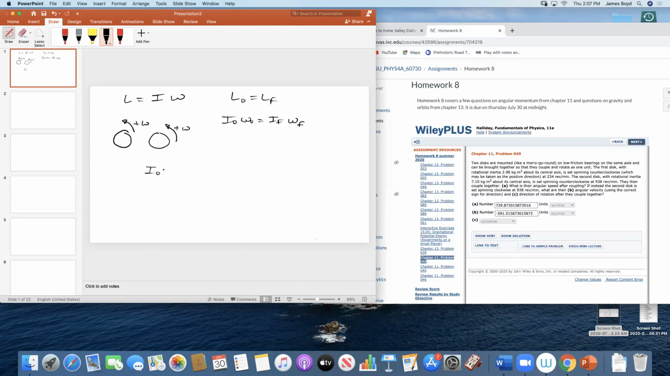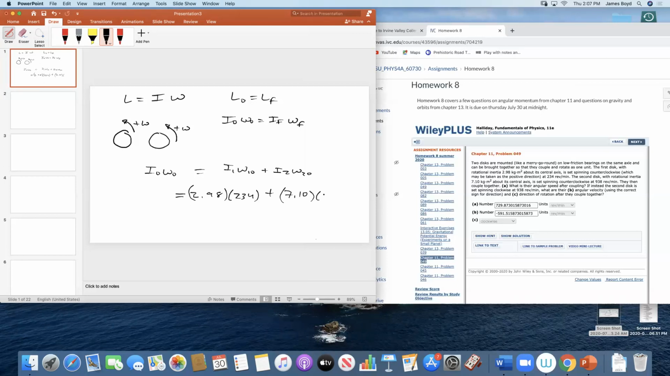So our I initial, omega initial is really the whole thing. We have to assume that they're both turning and take the products of their moment of inertia and angular velocity, add them together, and set that equal to the final, and we'll talk about the final in a minute. But first I want to talk about this. We're told that for one of the disks, I is 2.98 kilogram meters squared and omega is 234. That 234 is in revs per minute, and our answer is asked for in revs per minute, so we don't need to change it for this problem. The next problem we will.